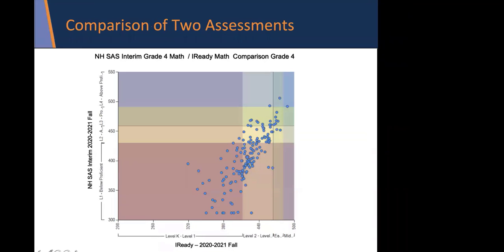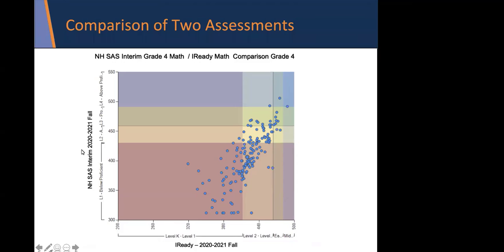This is another report that isn't used very often, and it's a little hard to understand when you first look at it, but it's actually really good to try, because what you can do is compare your NEWA and your interim, or your NEWA and your SAS, your summative, or this is iReady. So your iReady students here, you can see that this is level 1 for iReady. This column here is level 2. This is level 3 right here, and this is level 4.